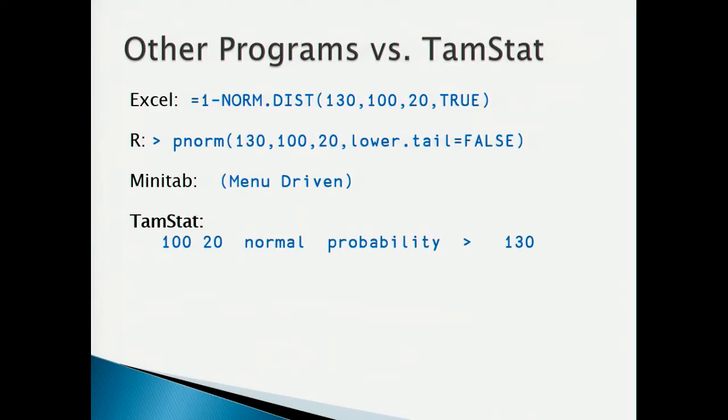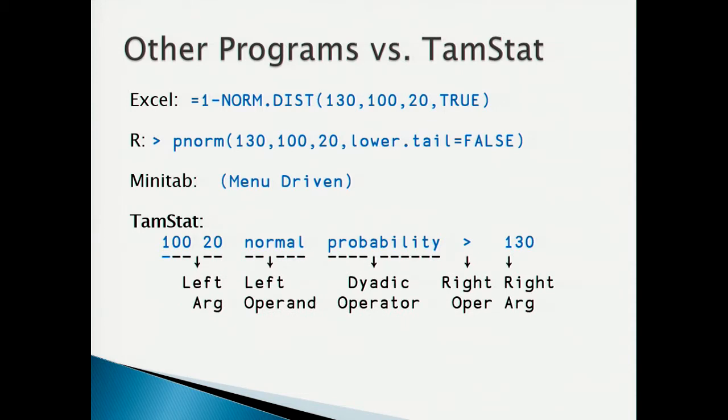It would be nice if you could just type something in like this. And this is the way we do it in TamStat. You say 120, which is the mean and standard deviation of the distribution. You say normal probability greater than 130. And that reads very English-like. It's fairly easy to understand. And guess what?